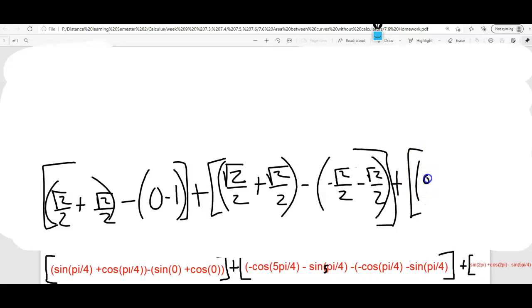And then we have this third one over here. Sine of 2 pi is 0, plus cosine of 2 pi is 1. And then sine of 5 pi over 4 is negative radical 2 over 2, and we're going to add to that another negative radical 2 over 2. So if you add a negative, it's just going to be minus.